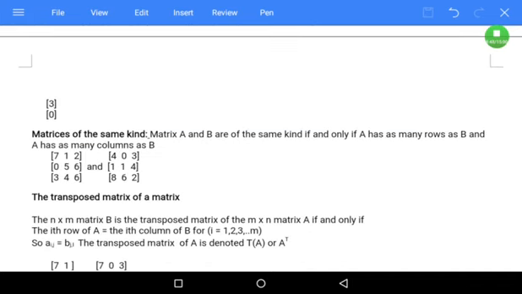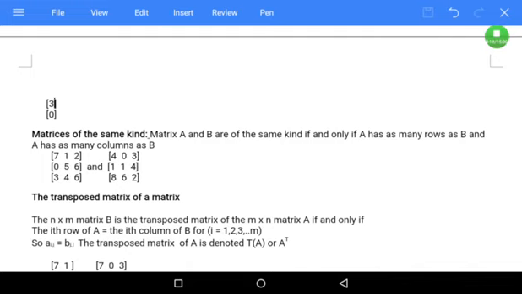Okay, so let's talk about similar matrices. When I say a matrix is similar to another matrix, what are we saying? It means every element in matrix A is equal to the corresponding element in matrix B. So if we have the same elements in all the A cells and the same elements in the B cells, and they are the same in everything, then we call them similar matrices.